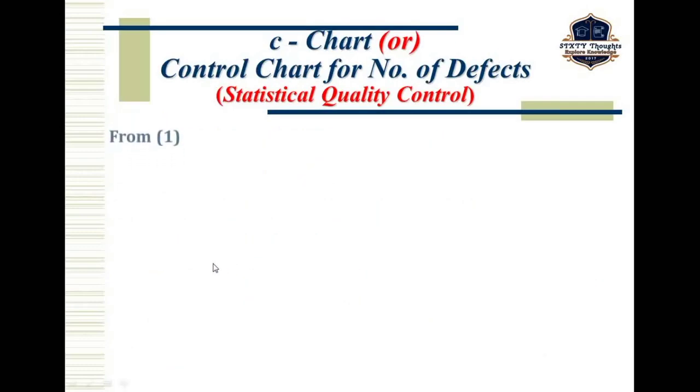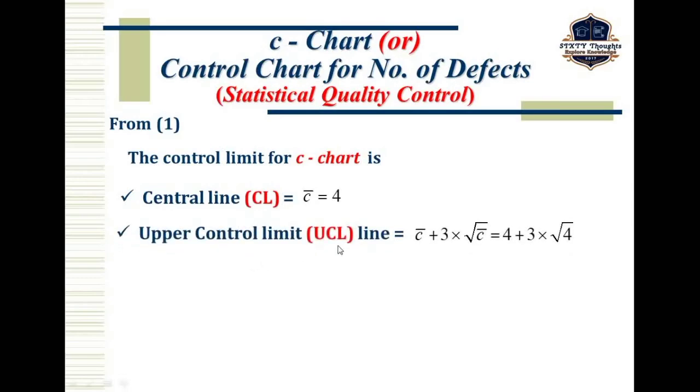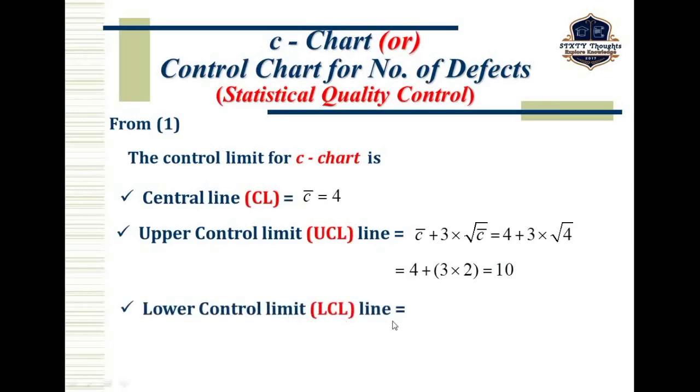From equation 1, the control limit for C chart: central line equals C bar equals 4. Next, the upper control limit line formula is C bar plus 3 into square root of C bar. What is the C bar answer? 4. Substitute here: 4 plus 3 into square root of 4. What is the square root of 4? That is 2. So 4 plus 3 into 2. 3 2s are 6. 6 plus 4, 10. So therefore the upper control limit value is 10.